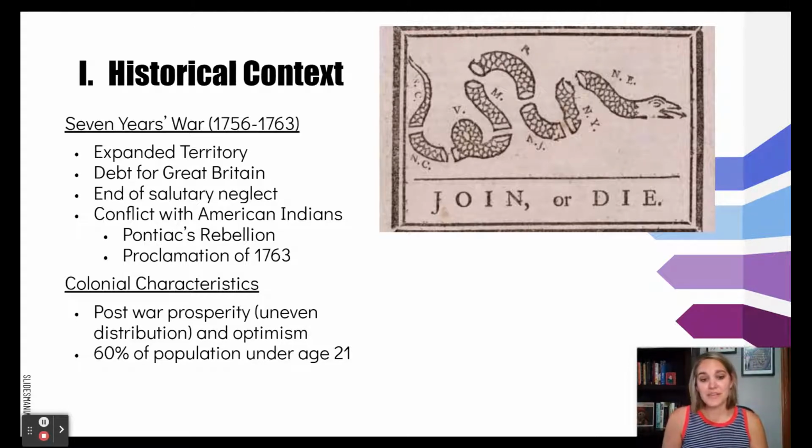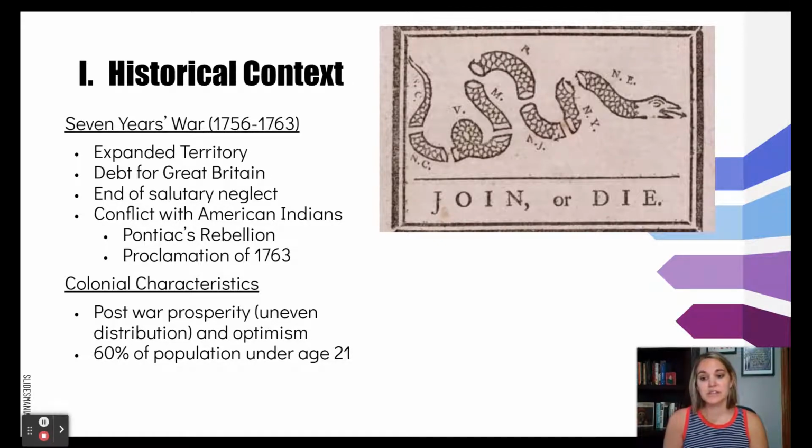We have the end of salutary neglect because of that. Salutary neglect was how the British Empire was essentially ignoring its own economic policies like the Navigation Acts, and they're no longer going to be able to do that. We also see increased conflict with American Indians as a result of Pontiac's Rebellion. Because of that, the British implement their first new regulation in this era, the Proclamation of 1763, which prohibits the Americans from moving past the Appalachian Mountains.